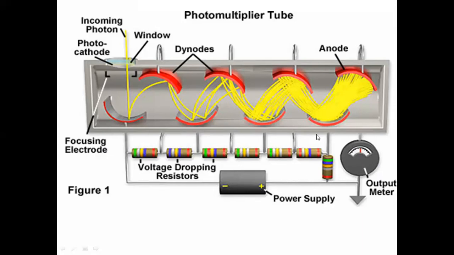So that generation of current will correspond to the amount of light energy that falls on the cathode. The intensity of the light we will find out. So the sensitivity of the photomultiplier tube is very high.